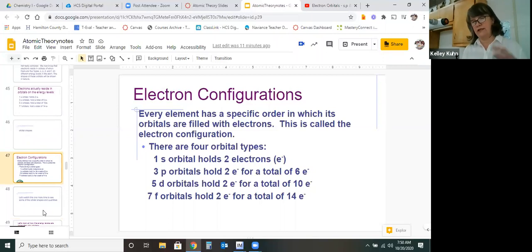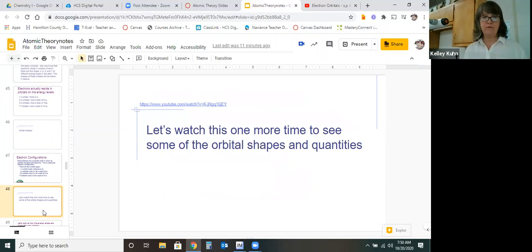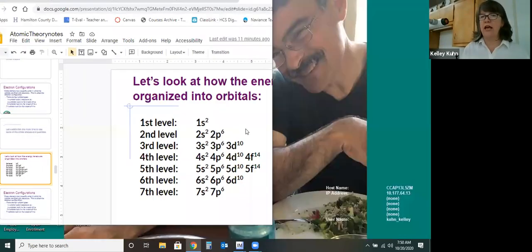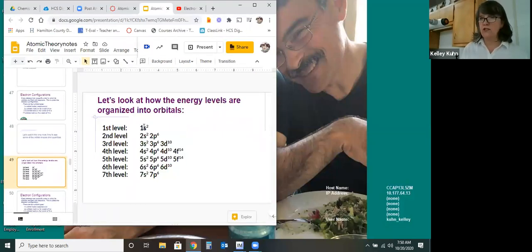I know it seems like I'm skimming over that. In part, it's because what we actually do with this is slightly different. So let's look at how we actually use this. So you remember that Bohr said that there are energy levels, right? And he said that the first energy level held 2 electrons. Well, what we now know is that the first energy level of the atom has one s orbital that can hold up to 2 electrons.